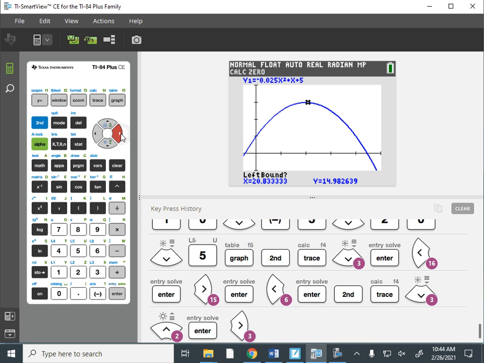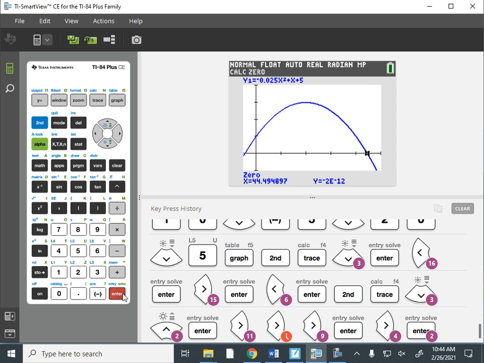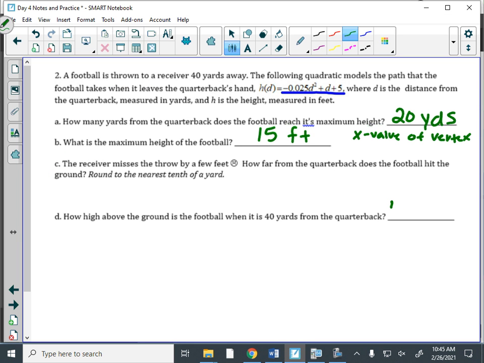Again, we're approaching this from the left. So we are going to start a little bit above, hit enter, go below, hit enter, and hit enter again. And again, when you get this goofy thing, this just means 0. So it's roughly about 44.49 yards. Or 44.5 yards. There we go.